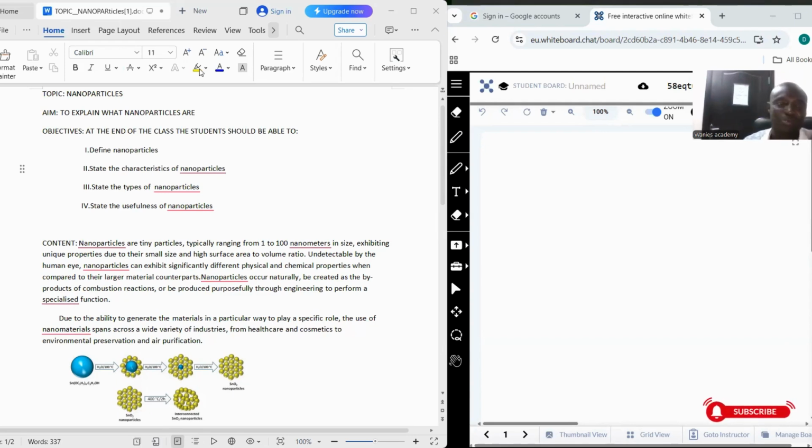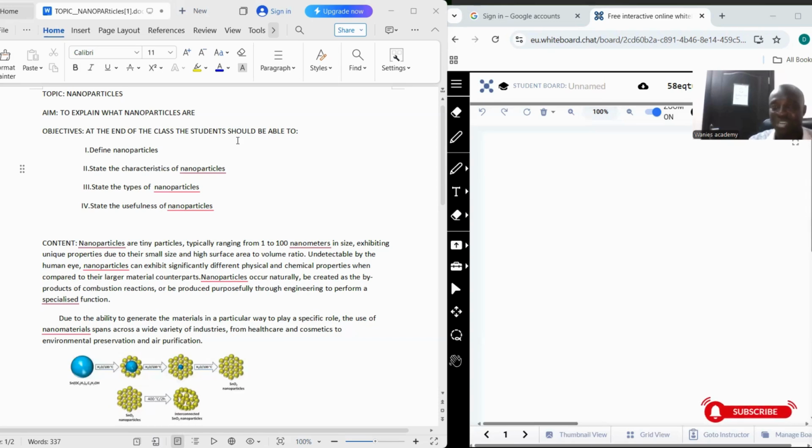All right, so we are taking a new topic today in chemistry. The topic we'll be considering today is nanoparticles. The set aim for this class is to explain what nanoparticles are. Then I have some objectives that I've specifically outlined for this class.